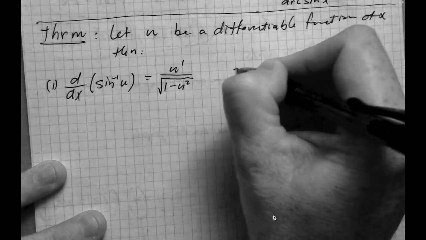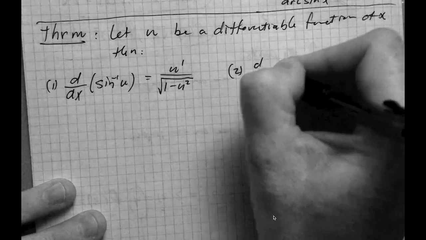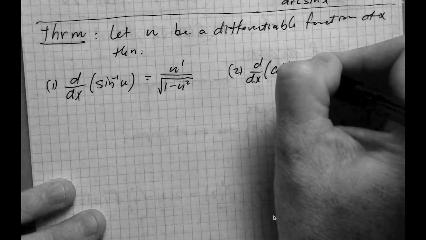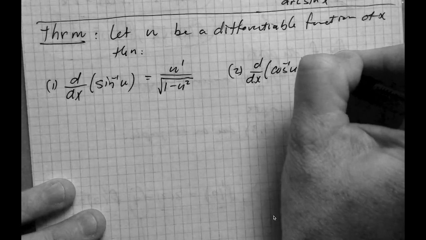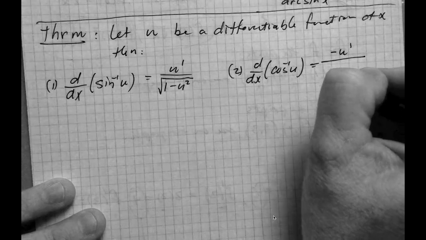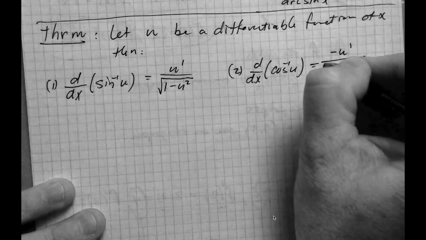What about the inverse cosine? d dx of inverse cos of u is equal to negative u prime over the square root of 1 minus u squared.